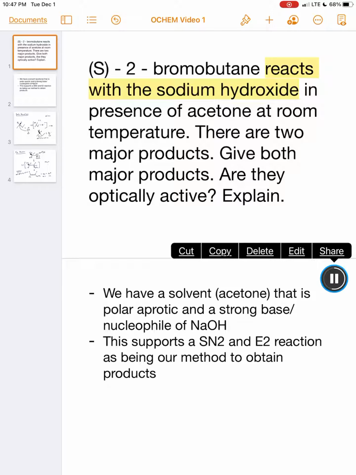I then knew I needed to have two products, which meant most likely that they were from different mechanisms. To figure out the reactions, I looked at the nucleophile's properties as well as the solvent. I found that the nucleophile was strong and the solvent is polar aprotic. Both of these favor an SN2 and E2 reaction.